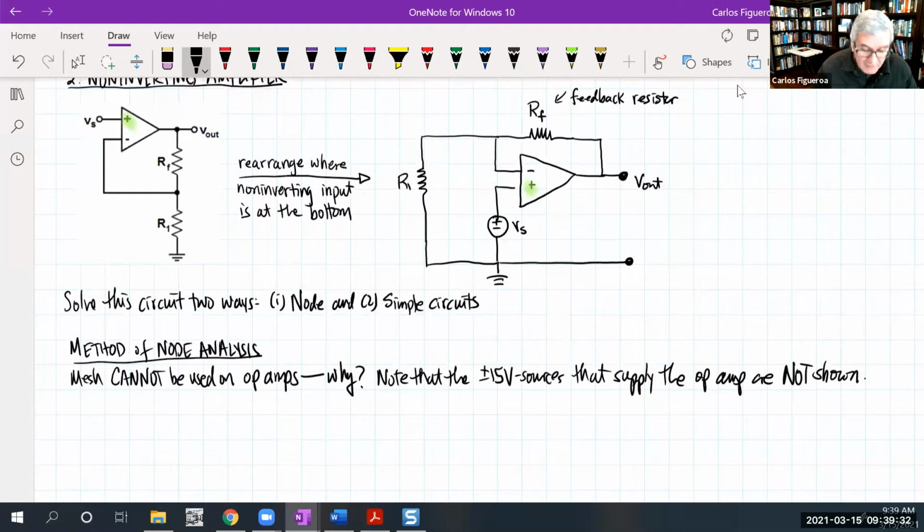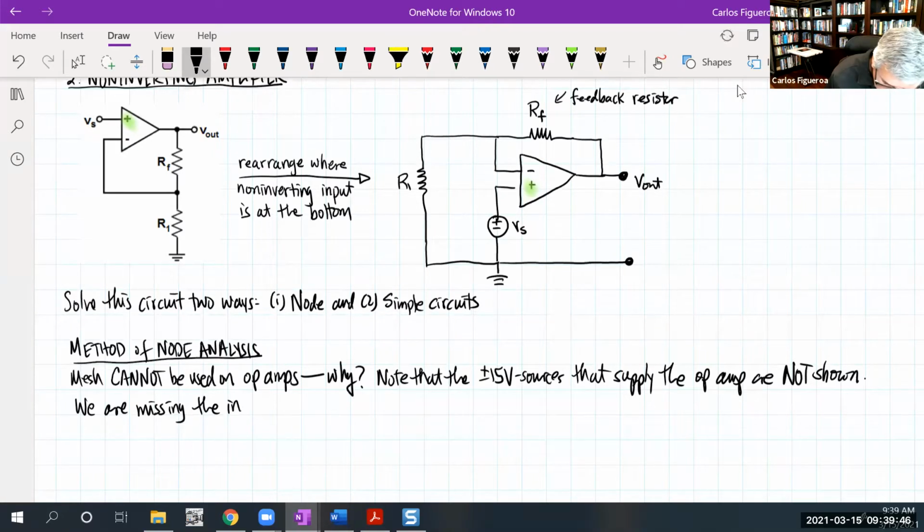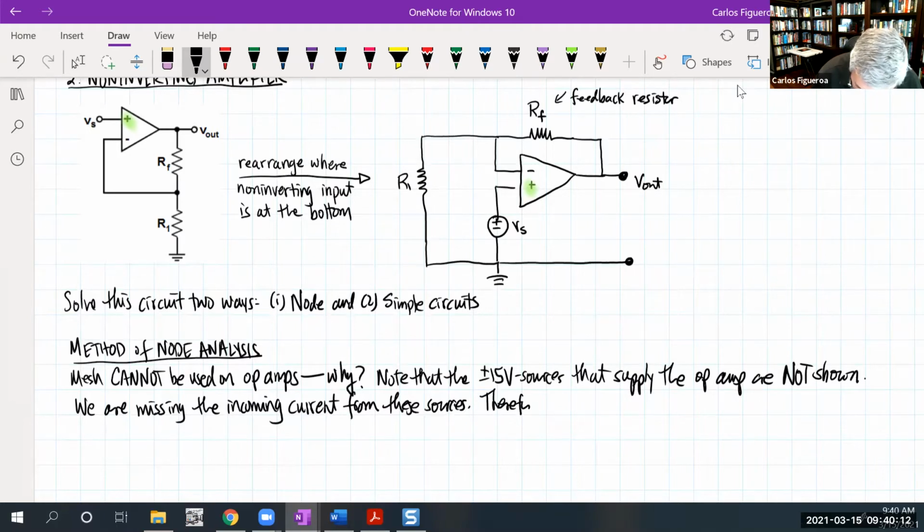So what you're finding here is that you are missing the current input from these sources. The incoming current from these sources. Therefore, you don't have enough information to use mesh. You need all of the currents in the circuit to be able to analyze this. Therefore, one cannot use mesh. We can use node because we're calculating voltage differences, and that's a local thing.